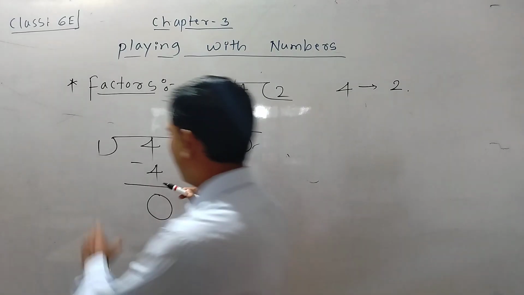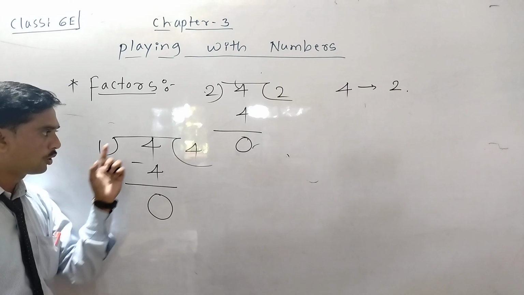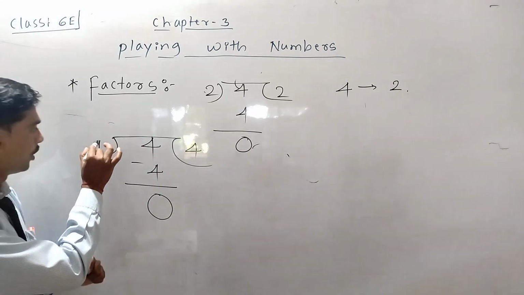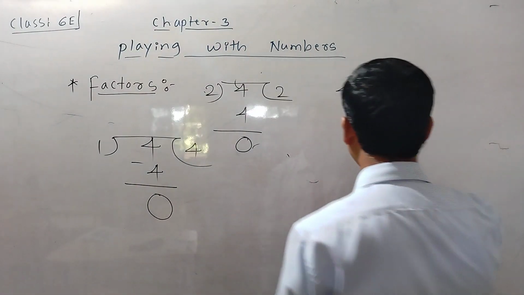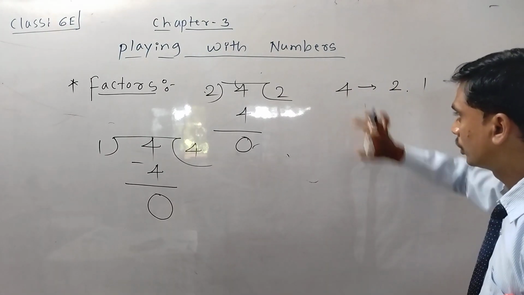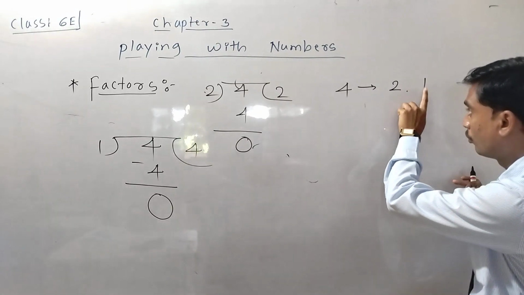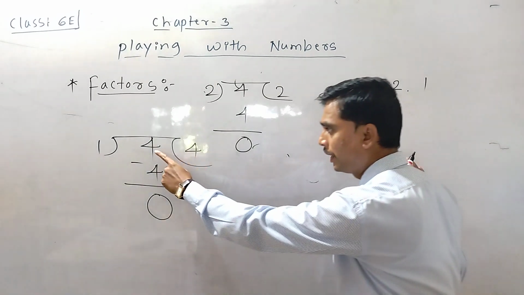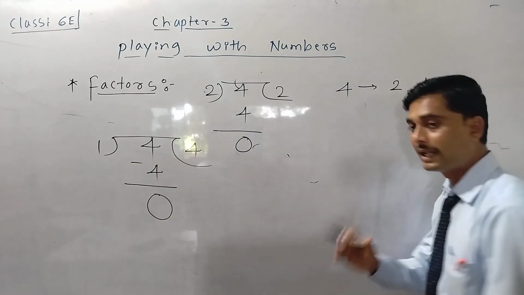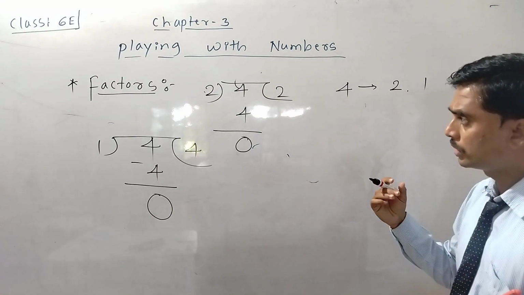Remember, 1 also goes into 4, which means 4 is completely divisible by 1. That's why 1 is also a factor of 4. Sir, 1 is a factor of 4 because the remainder is 0. Then again you have to search.